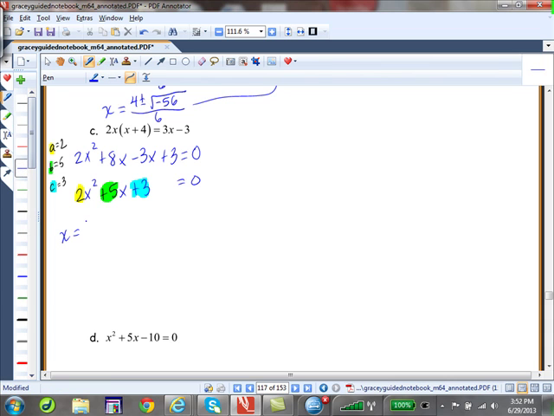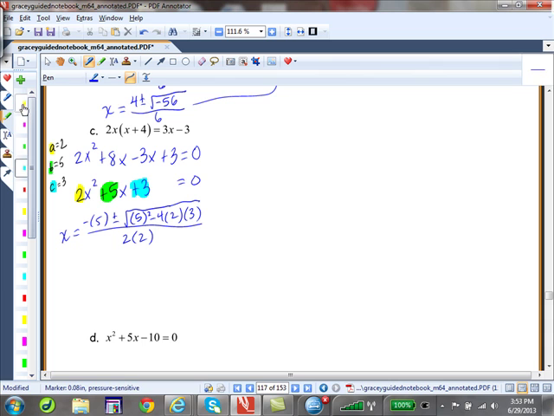So x is equal to the opposite of 5 plus or minus the square root of 5 squared minus 4 times 2, which is a, times 3, which is c, all over 2 times 2. And so again, this is where everything went in the quadratic formula.